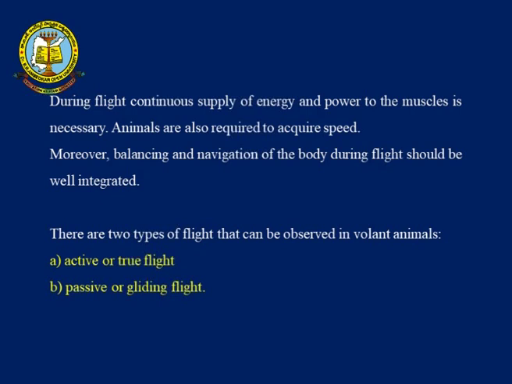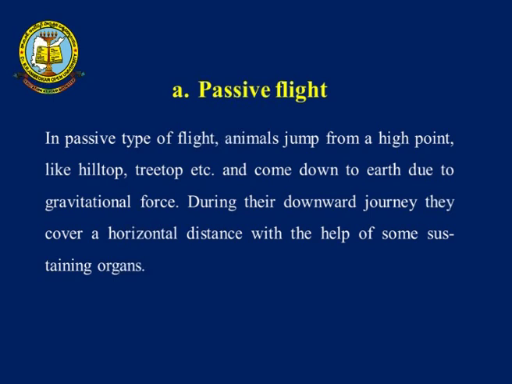So, you have two types of flight: active or true flight, and passive or gliding flight. We will be talking about these two. Passive flight: in the passive type of flight, animals jump from a high point like a hilltop, treetop, etc. and come down to the earth due to gravitational force. Here they are not exactly flying, but just using their patagia to glide and come down.